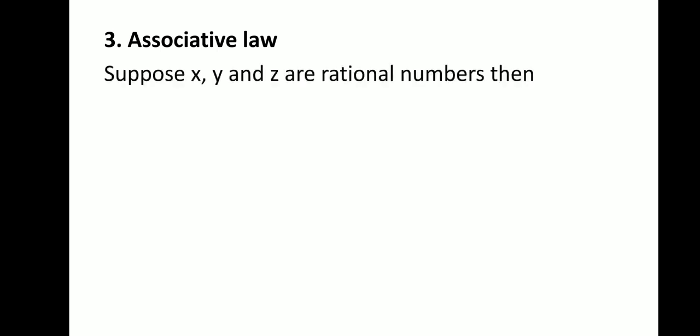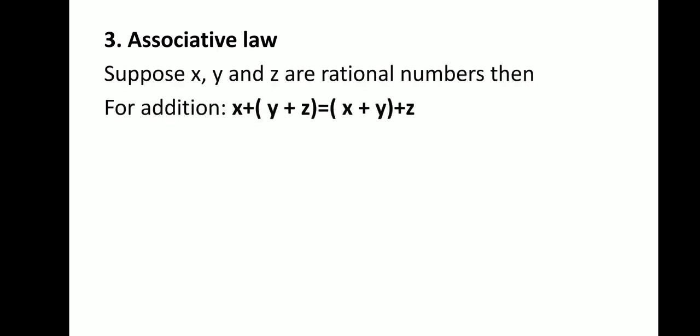Coming to the third property, that is the associative law or associative property of rational numbers. What does this property say? Suppose x, y and z are rational numbers, then if this condition is verified, it means the left hand side is equal to the right hand side. For addition, if x, y and z are rational numbers, then x plus (y plus z) is equal to (x plus y) plus z.